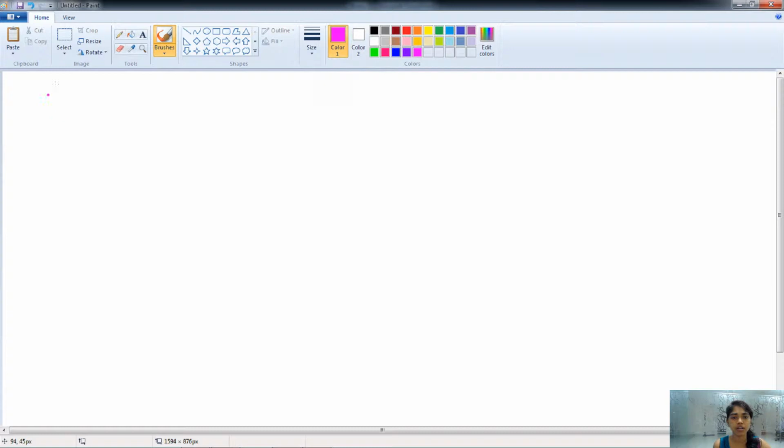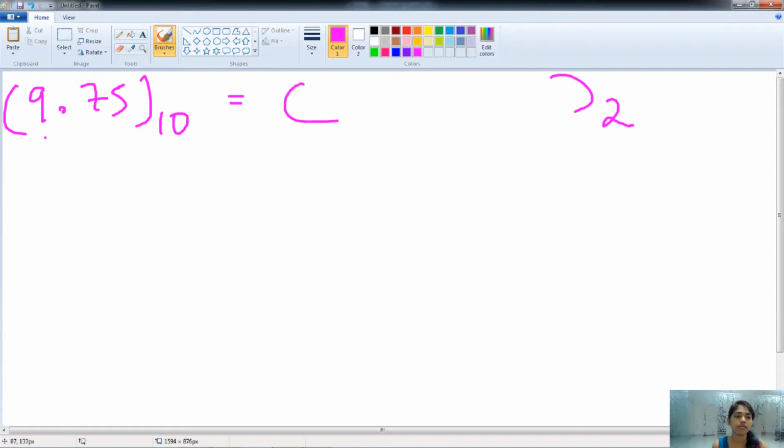Here we have a number, that is 9.75. It's obviously a decimal number and we will convert it into binary form. We know how to convert this whole part into binary, but we don't know how to convert this fraction part, that is 0.75, into a binary fraction. So we will learn that one first. So we will write 0.75.